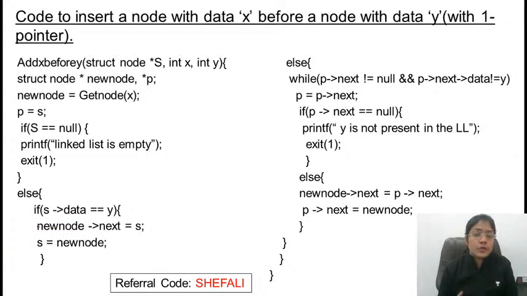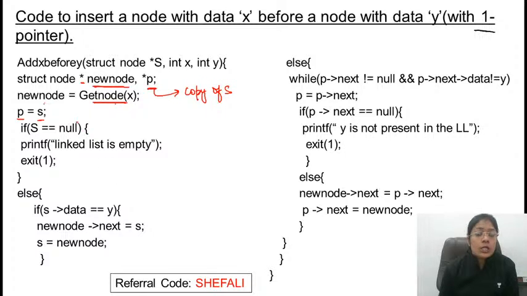If the linked list is empty, or the first node itself contains the data Y, that means you have to insert a node at the beginning of the linked list. So we have taken here just one pointer. This is a code with one pointer. So struct node pointer variable, new node will be holding the address of the first node. P is a copy of S. We called the get node function, and wherever new node is created, that address is stored inside the variable new node. P is a copy of S.